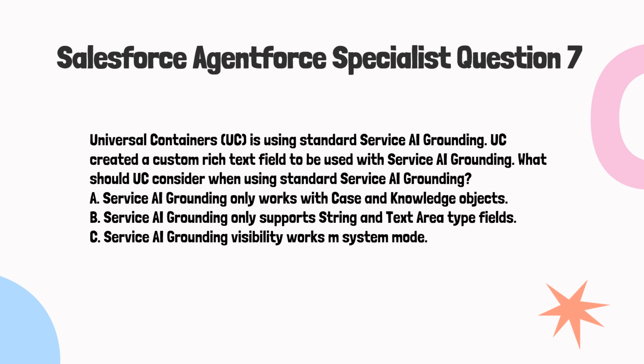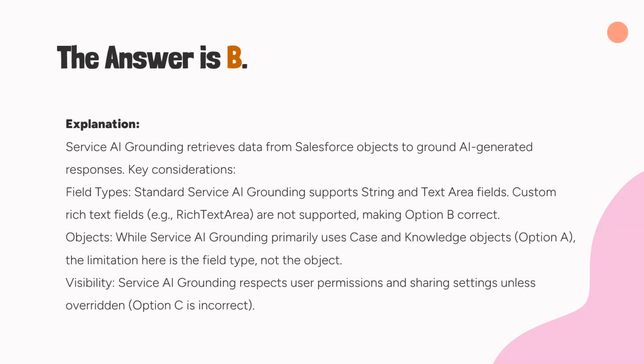A. Service AI grounding only works with case and knowledge objects. B. Service AI grounding only supports string and text area type fields. C. Service AI grounding visibility works in system mode. The answer is B.